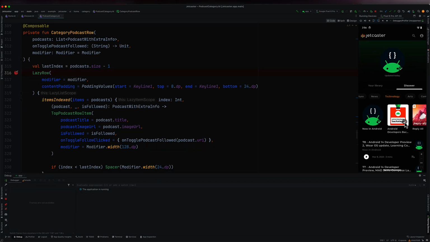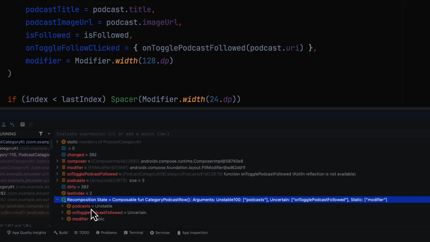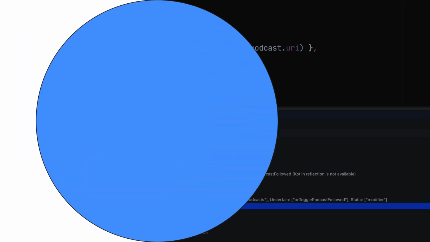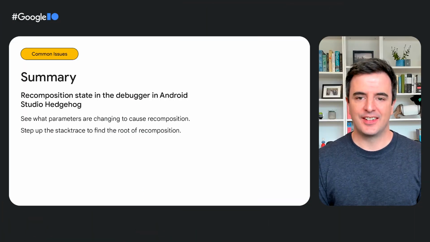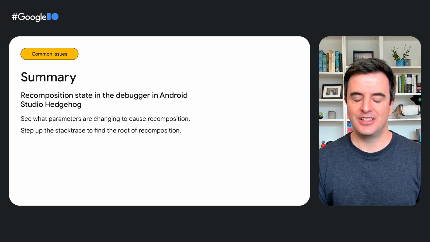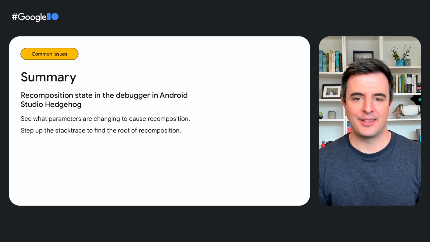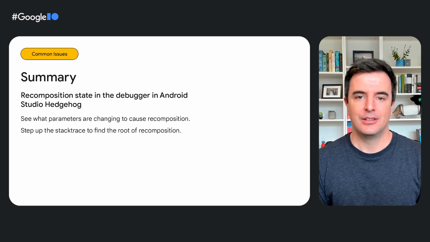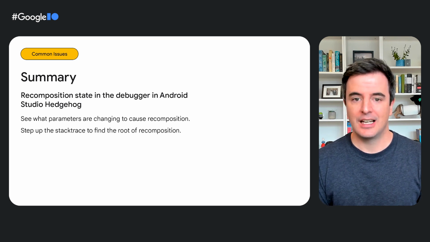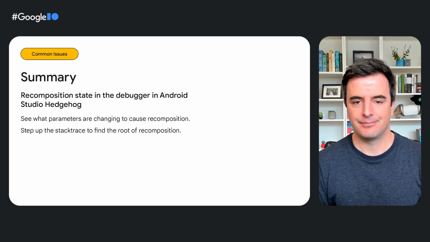Clicking continue, we can see that podcast is unstable. To sum up, recomposition state is now shown in the debugger in Android Studio Hedgehog. It allows you to see what arguments are changing to cause a recomposition. You can also step up a stack trace like normal with the debugger to find the root of composition and how the arguments are changing at each point of the call stack.